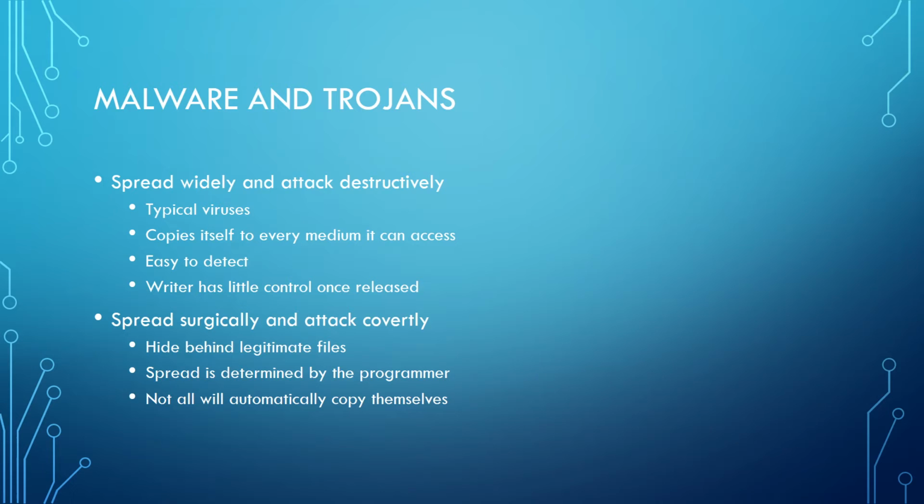The second type are more surgical. They spread surgically and attack covertly. And these are really the dangerous ones. They hide behind legitimate files, which makes them difficult to find. And the spread is determined by the programmer. Not all of them will copy themselves automatically. Some of them will only do so at the expense of the programmer himself.